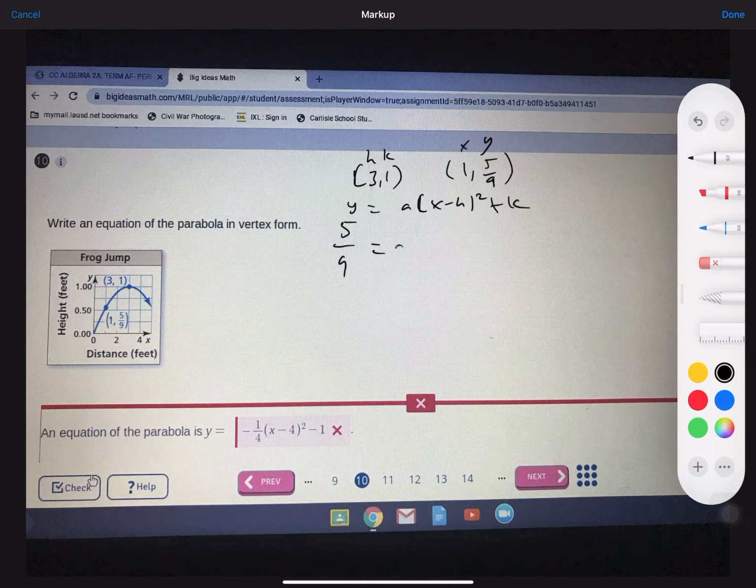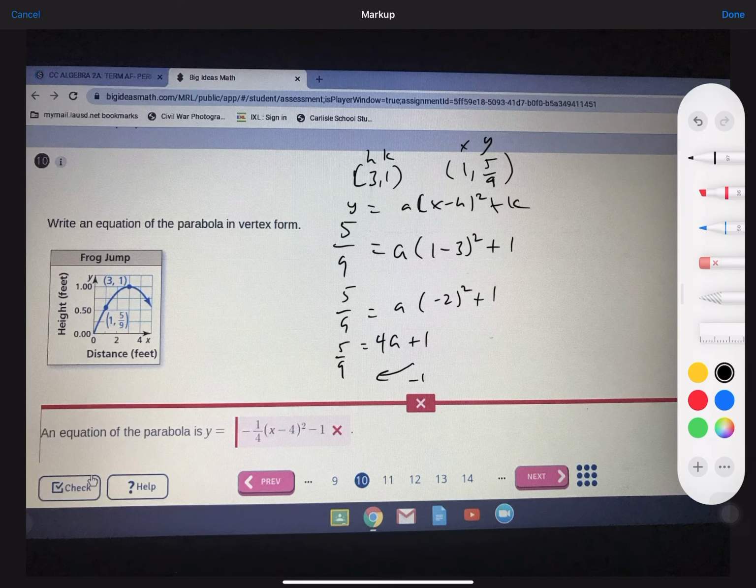We don't know our a value, but we sure do know our x value. We said it was (1 − 3) squared plus k, which is 1. So 5/9 is equal to a times (1 − 3), which is negative 2 squared, plus 1. Negative 2 squared is 4, so we can write that as 4a. Make it look a little nicer: 5/9, and then we move the 1 over, giving us minus 1.